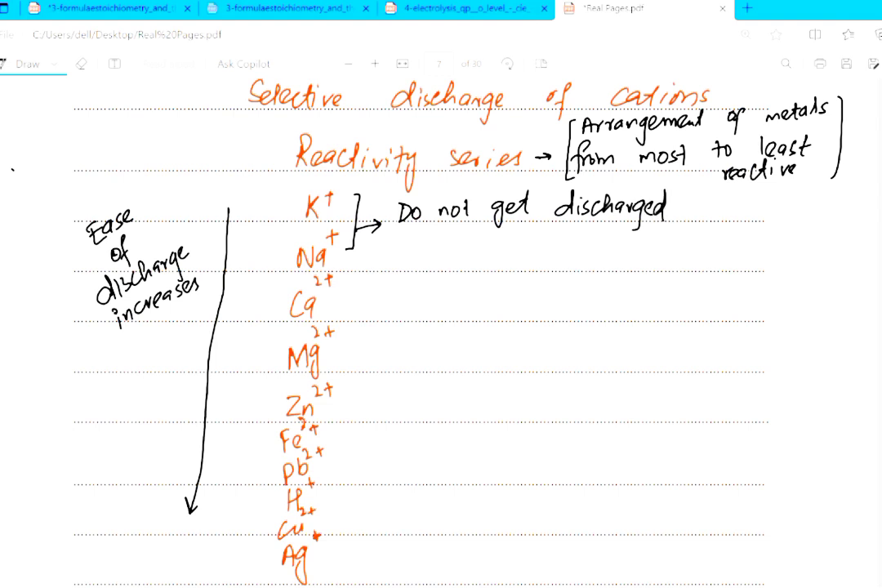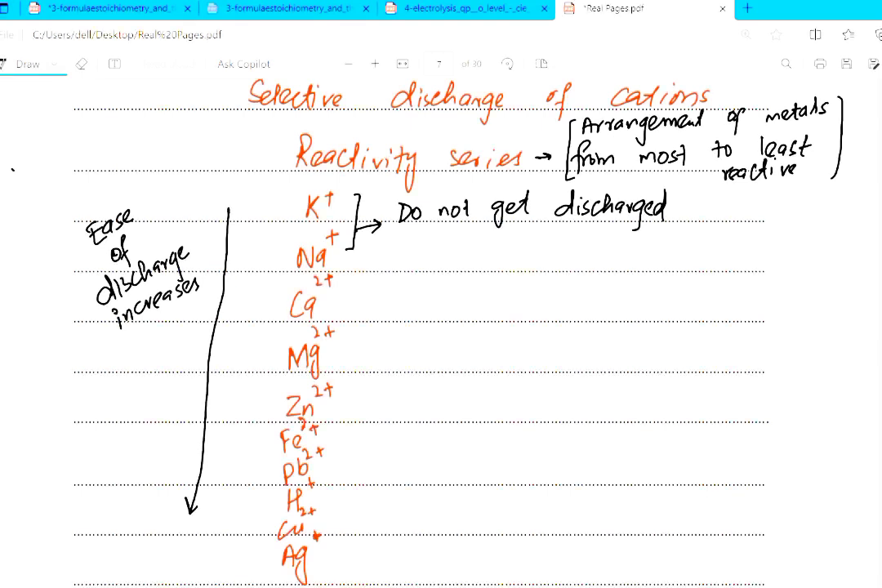Okay, when they are in the aqueous solution, they won't be discharged in the aqueous solution. Okay, so we have these ones.